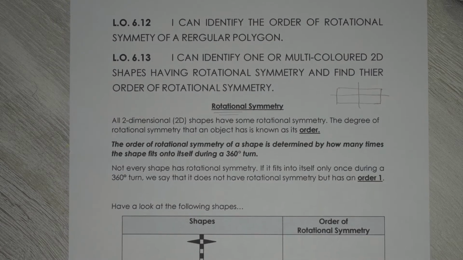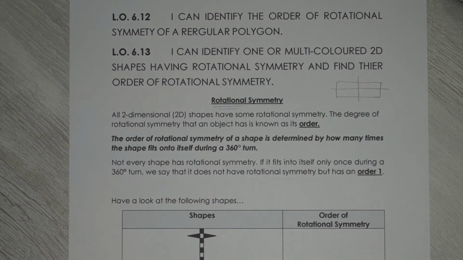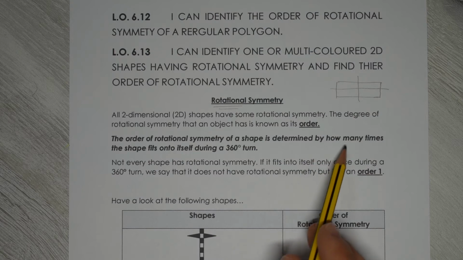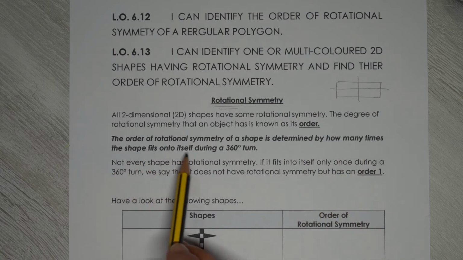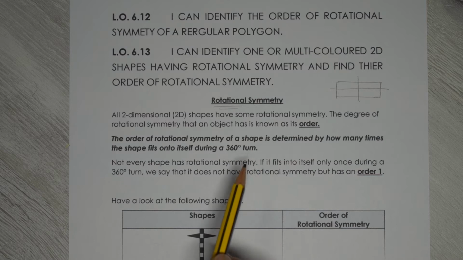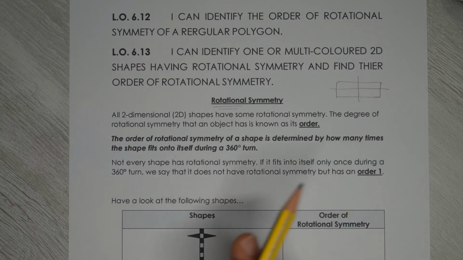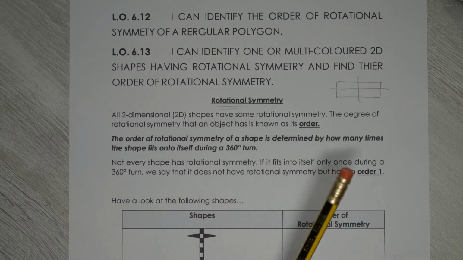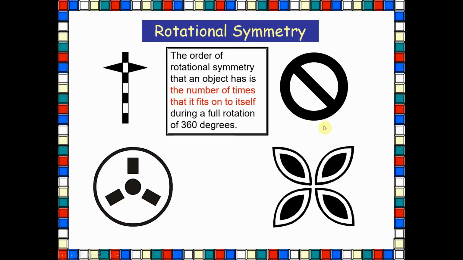Basically, rotational symmetry is determined by how many times the shape fits onto itself during a 360-degree turn. It's best if I show you a presentation and you can see several shapes and discuss their rotational symmetry. Here we are. So again, rotational symmetry. The order of rotational symmetry that an object has is the number of times that it fits onto itself during a full rotation of 360 degrees.